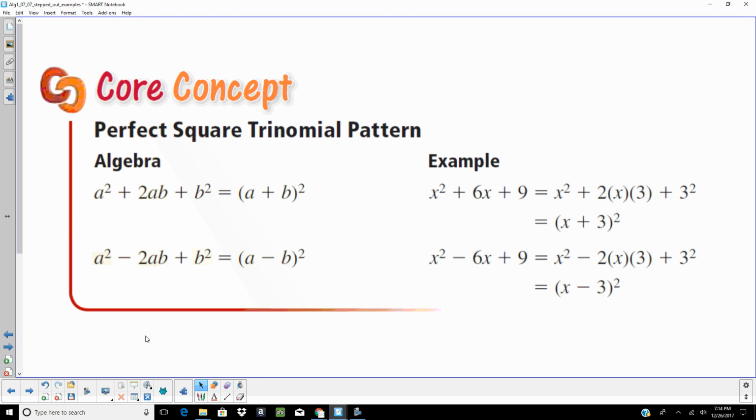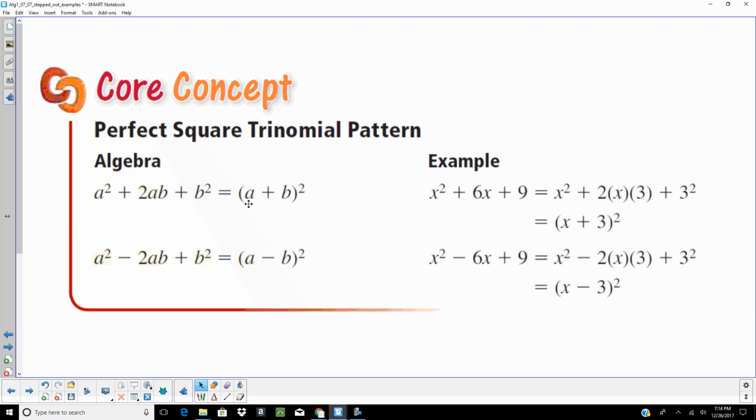All right, let's do ones that start to get a little bit, I'm not even going to say more difficult, just different. These are what we refer to as our perfect square trinomials. And when we start solving things a little bit harder, having a perfect square trinomial can make your life a lot easier. And knowing how to create a perfect square trinomial can make your life a lot easier.